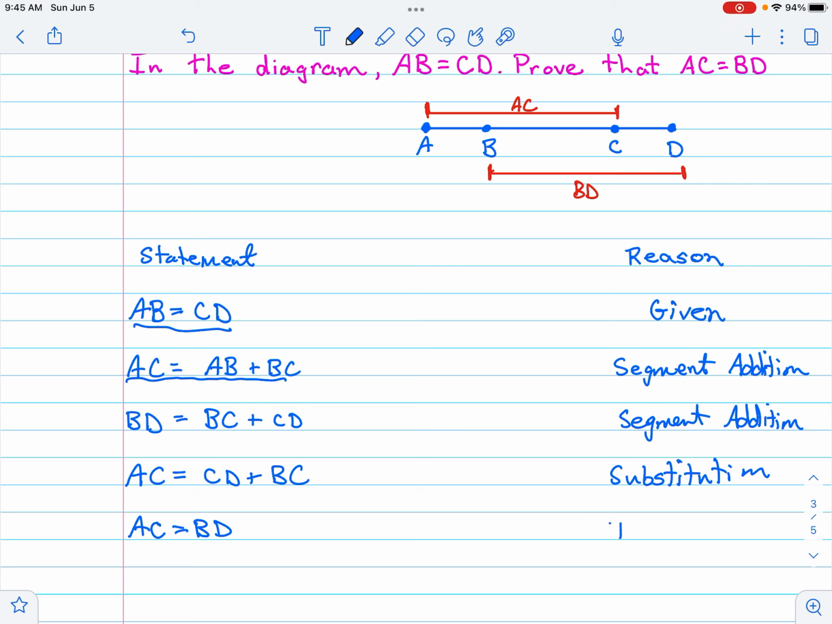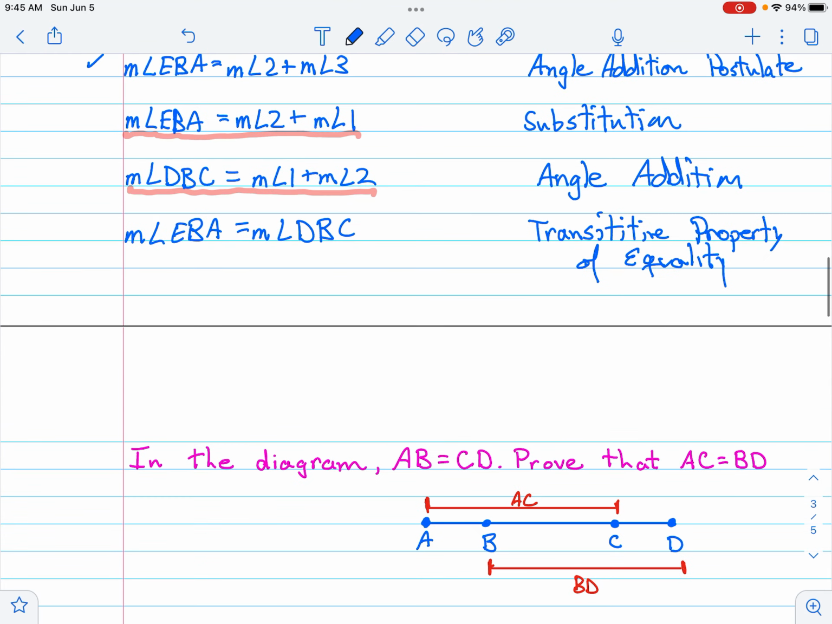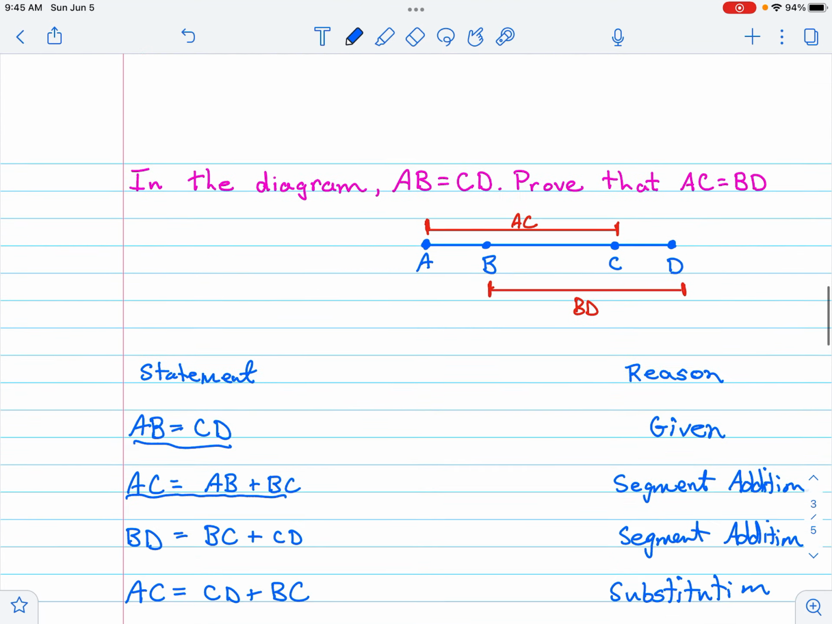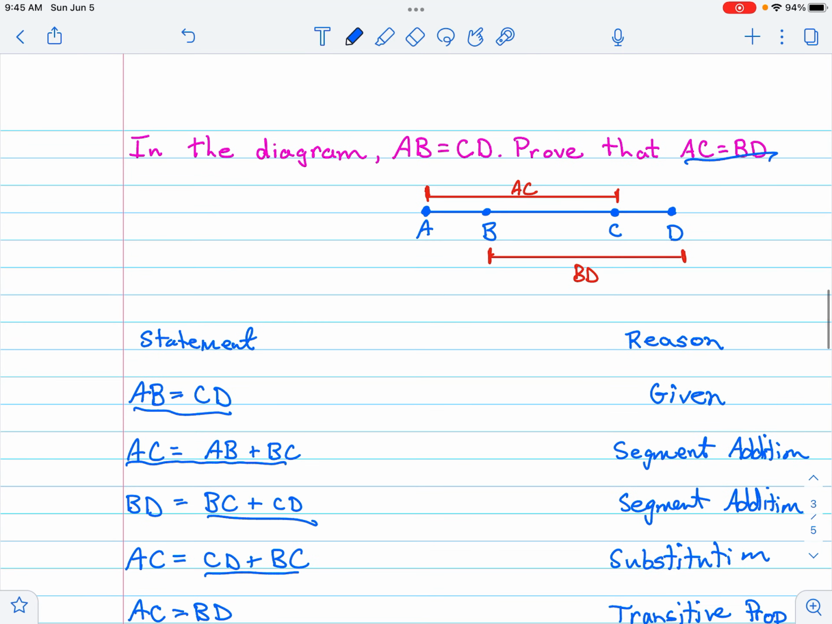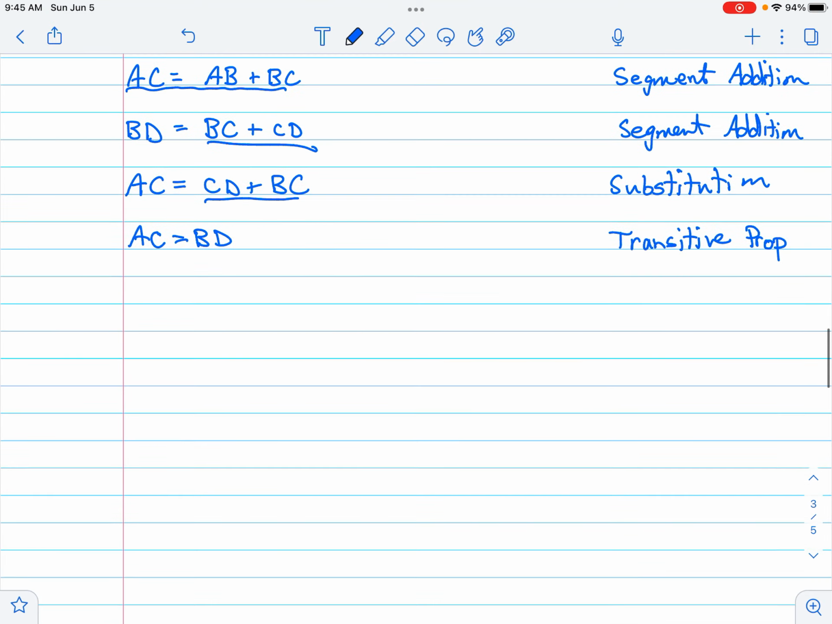And I guess that would be the transitive property, right? And notice we use the transitive property up here as well. So BD equals BC plus CD. AC also equals BC plus CD. Therefore, AC must equal BD. There, we proved it.